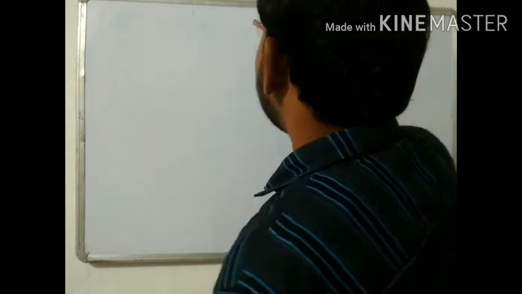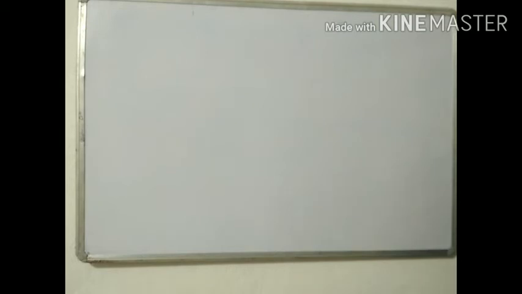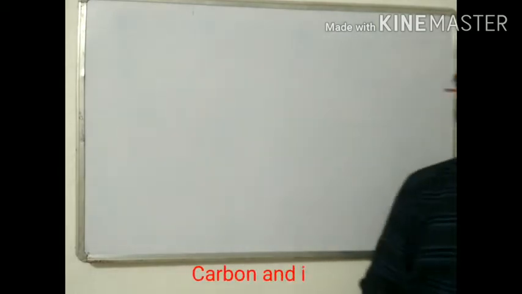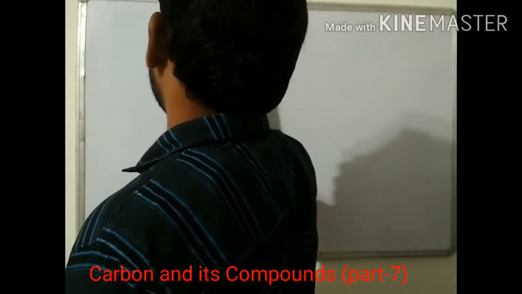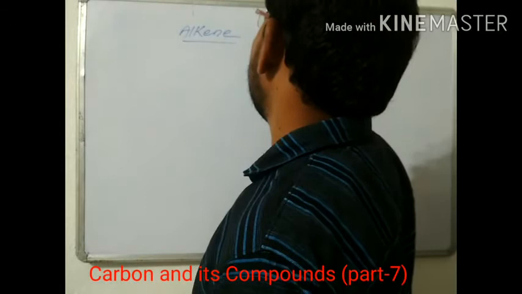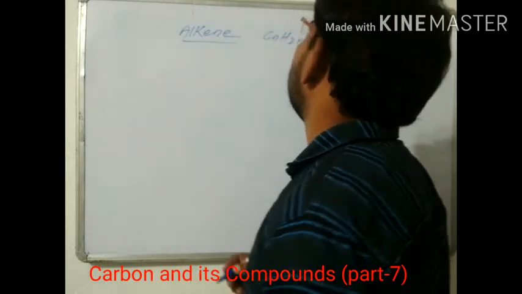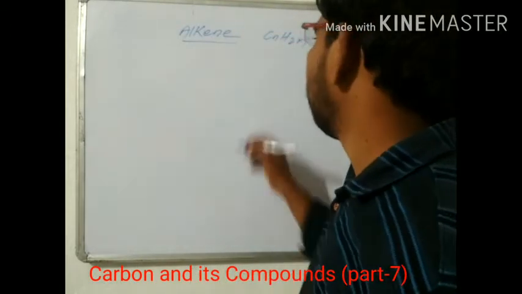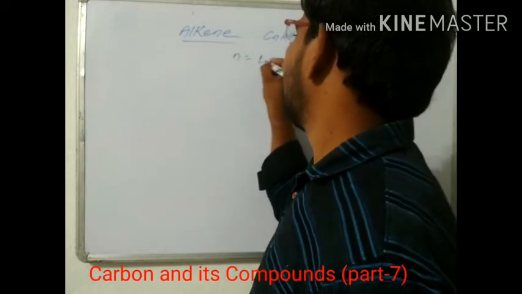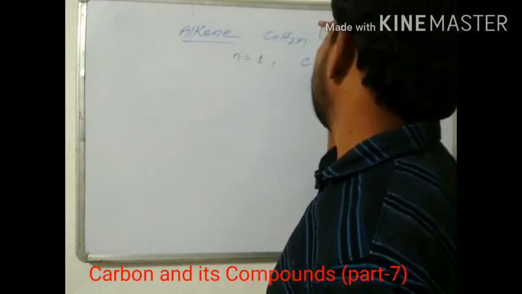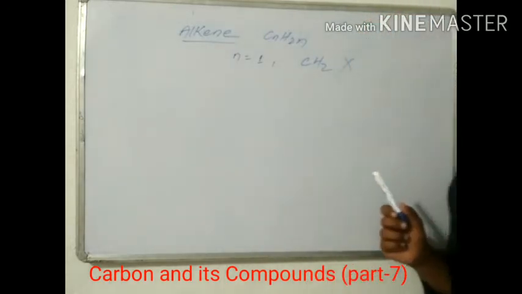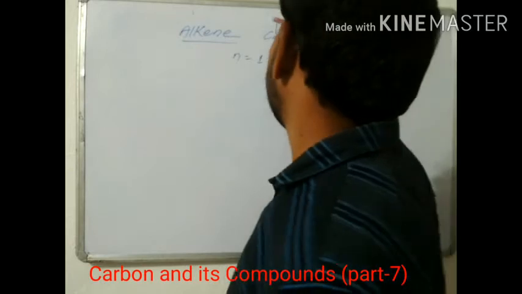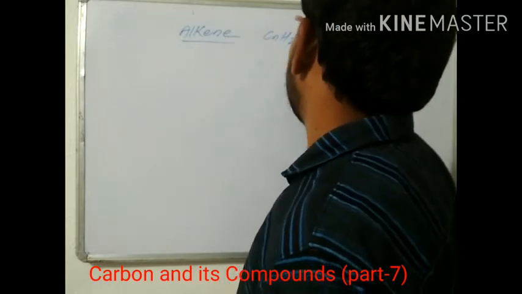So next part, their naming also we have discussed. Naming is the most important: IUPAC naming or nomenclature. Alkene. In alkene, the general formula is CnH2n. When n is equal to 1, we get CH2. This is not possible because the carbon valency is not satisfied. That's why in case of alkene, it starts from n equal to 2.